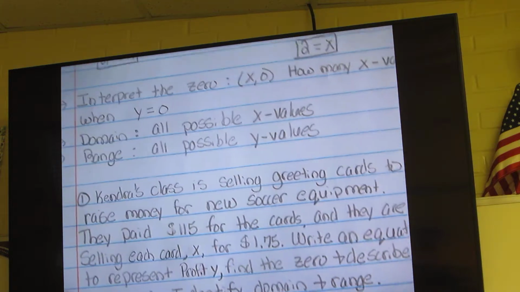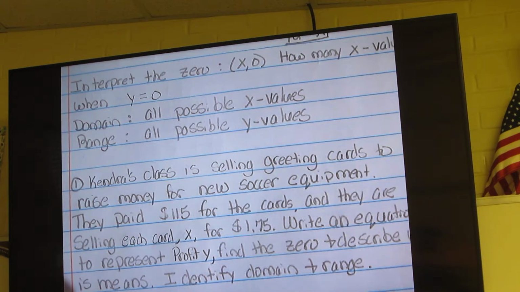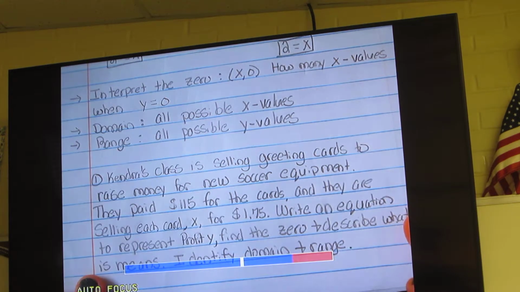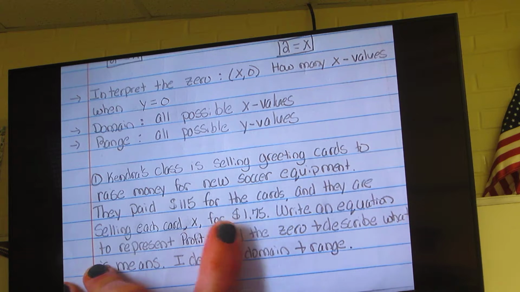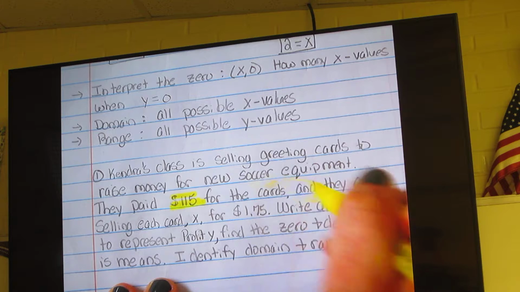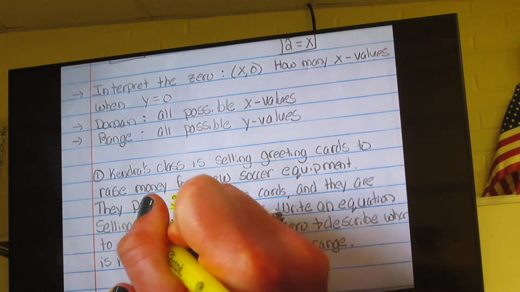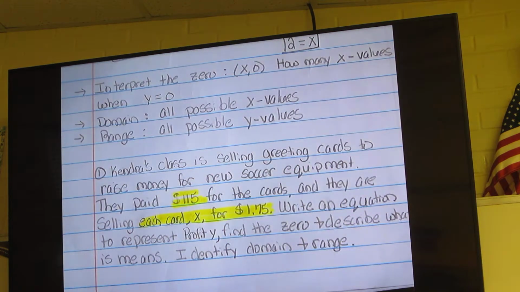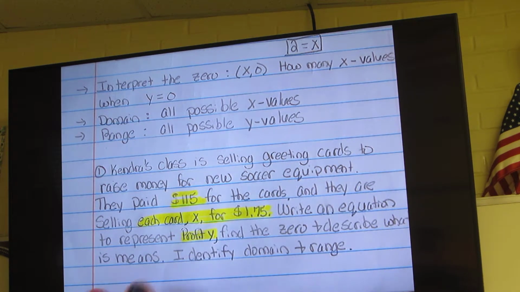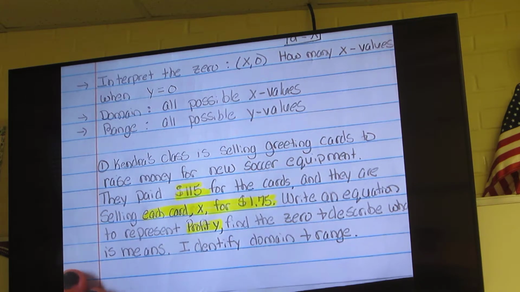So it says, Kendra's class is selling greeting cards to raise money for new soccer equipment. They paid $115 for the cards, and they are selling each card X for $1.75 a piece. Write an equation, so they paid $115 originally, and each card after that is $1.75. They're selling these cards for $1.75, so they're profiting. So write an equation to represent the profit Y, find the 0, and describe what it means, and identify the domain and range.